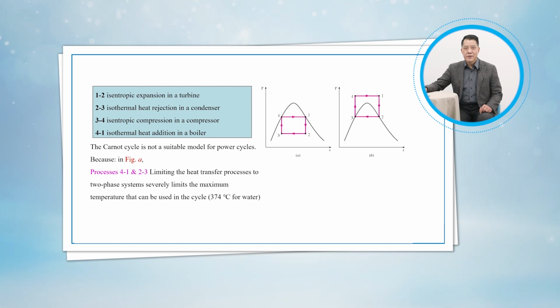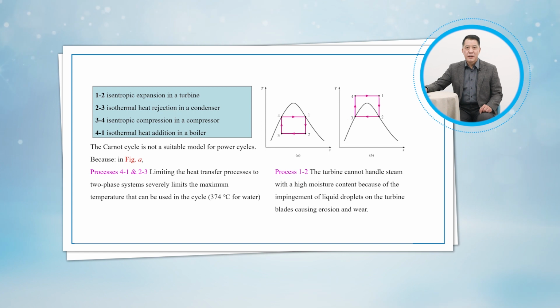Limiting the heat transfer process to two-phase systems, however, severely limits the maximum temperature that can be used in the cycle. Limiting the maximum temperature in the cycle also limits the thermal efficiency. Any attempt to raise the maximum temperature in the cycle involves heat transfer to the working fluid in a single phase, which is not easy to accomplish isothermally.